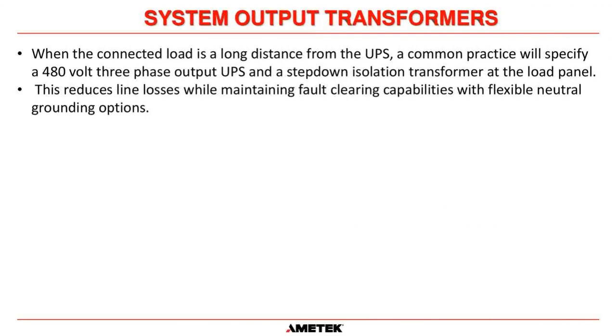System output transformers. If we have a long distance between the output of the UPS and the load panel, the common specification then would be to provide a 480 volt three-phase UPS and then a step-down transformer at the load. This reduces line losses and again allows for local neutral bonding at the panel.